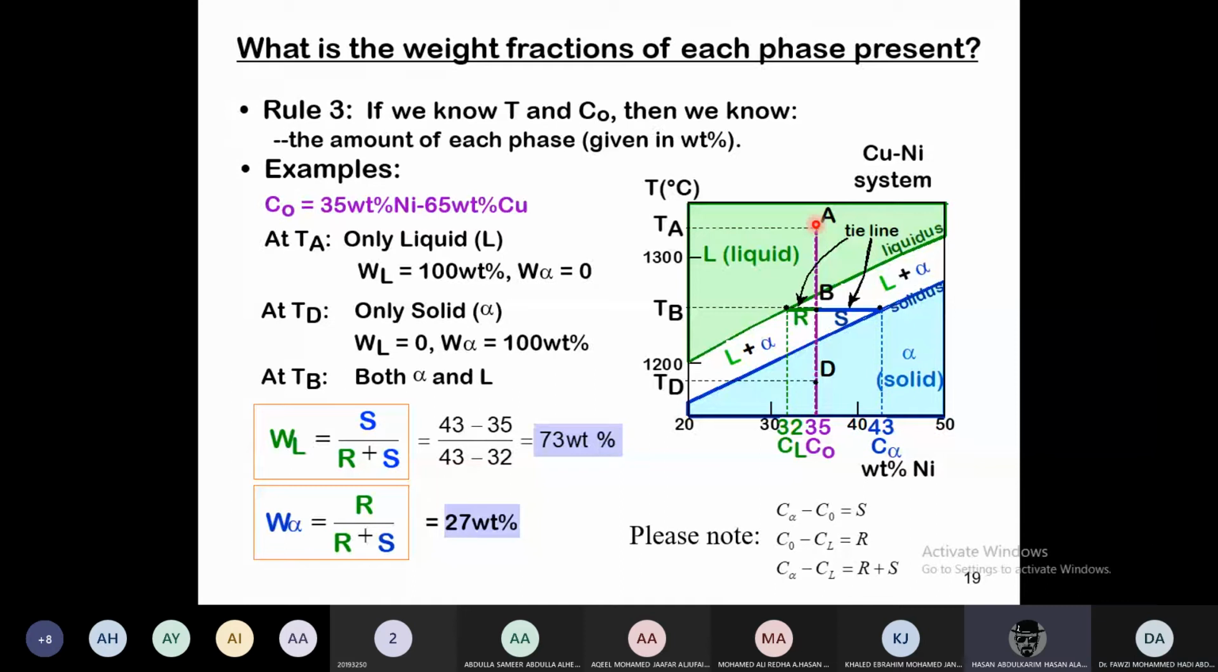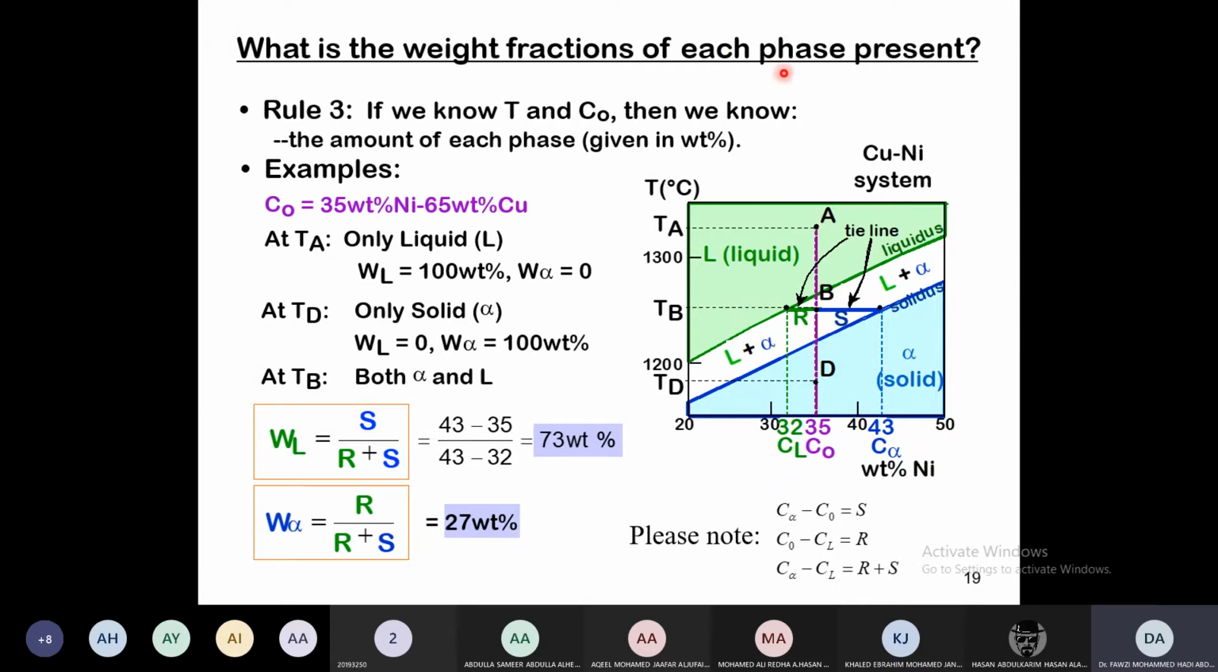35 weight% nickel and 65 weight% copper. When you say in the binary systems 35% by weight nickel, that is also enough, because obviously it will be 65% by weight copper. So the composition of the liquid phase here will be the composition of the alloy basically. What's the proportion? What's the weight percentage of this phase? Of course, it is 100% liquid. You don't have anything else there.